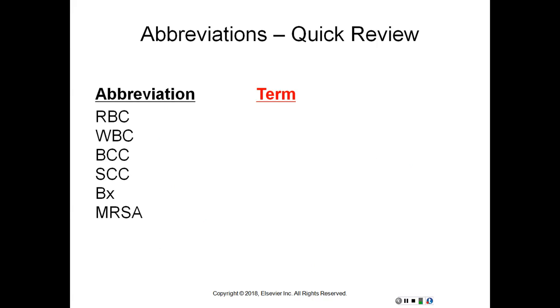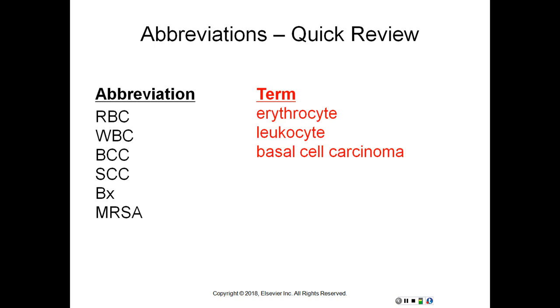Next are some abbreviations that not only come from this chapter but from previous chapters. So hopefully you remember that RBC is red blood cells, which mean erythrocyte. WBC is white blood cell or leukocyte. BCC, basal cell carcinoma. SCC, squamous cell carcinoma.